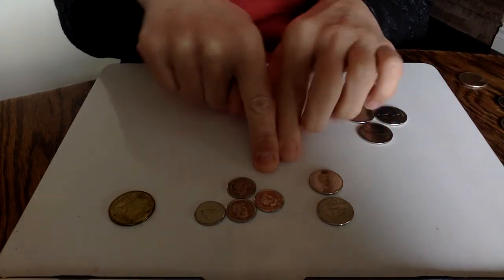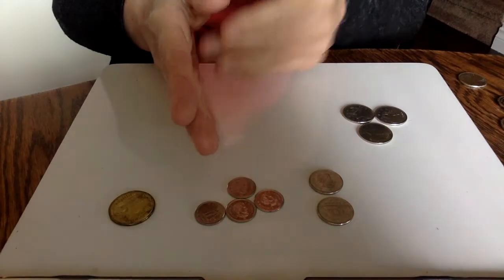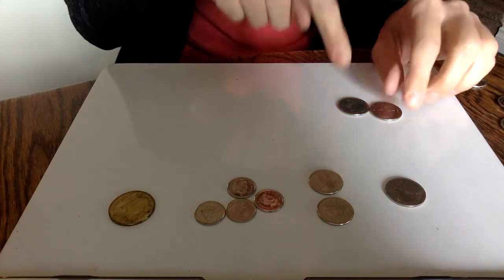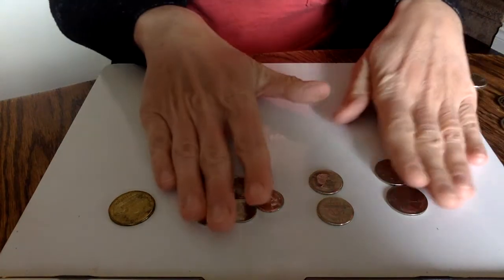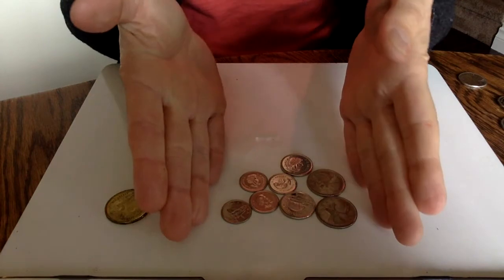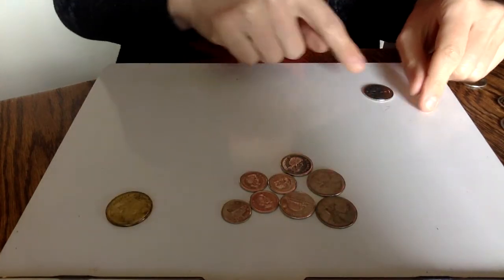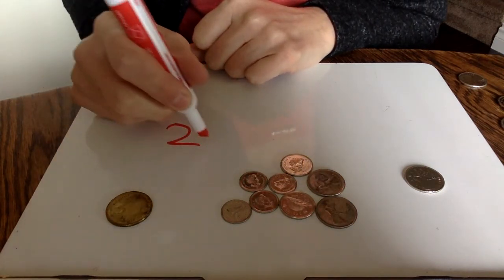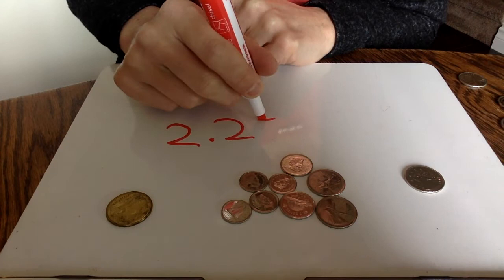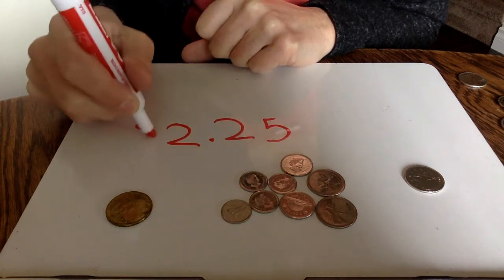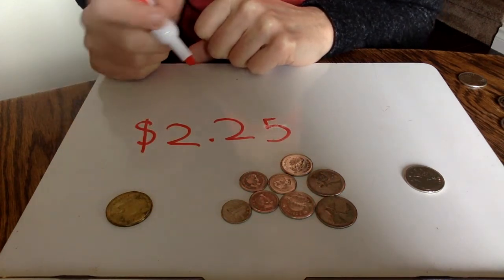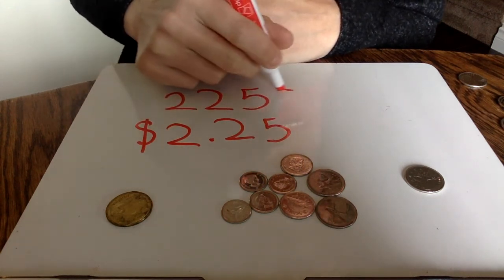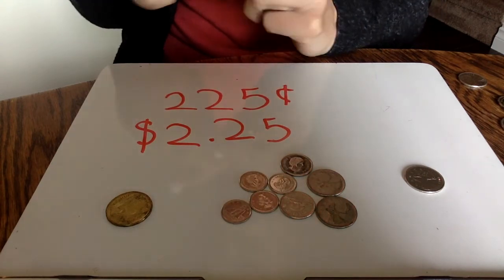50 cents. Oh, if I have 50 cents in my head right now, I can then just go 50 cents, 75 cents, $1. Now I have $1, $2.25. So if I were to write this out, I would say $2.25. And that's how we write that. Or you can write 225 cents. And that's what you have.